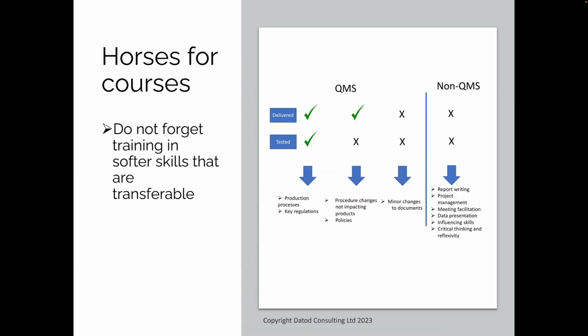And again, we covered this slide in the last session, so don't forget some of the less technical areas in terms of training and some of the softer skills that are very important within the execution of your quality system and the role of your quality organization in terms of skill sets. So, report writing, project management, etc. Don't lose sight of those in terms of bringing them into your training program.